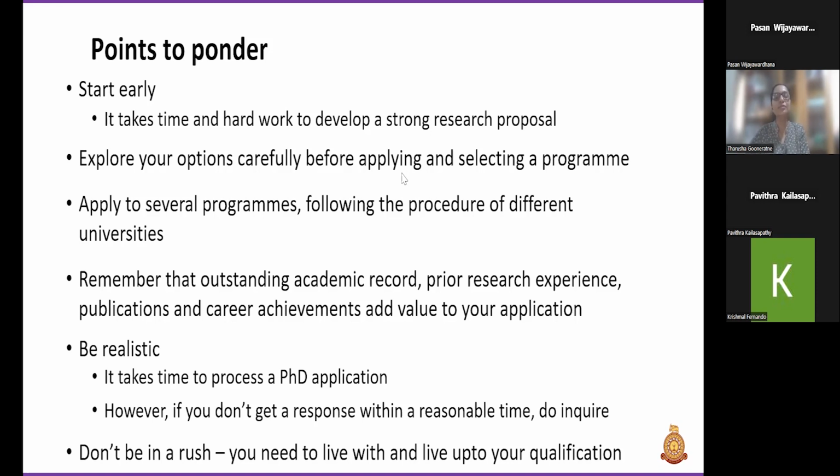Start early, little by little. If you start now, it's not that you have to complete it next week. So little by little, you can work on it and develop a good proposal.